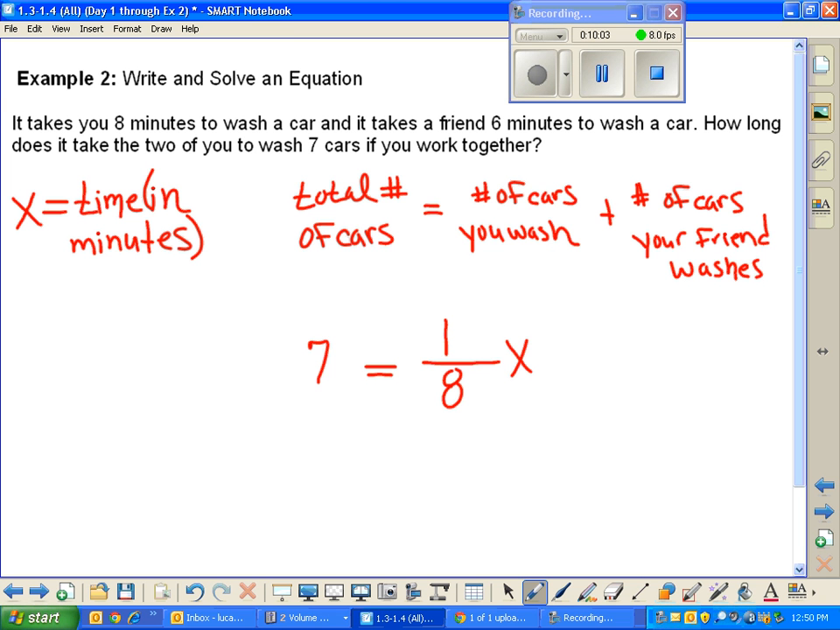Who's had chemistry in here so far? Or maybe it's taking it. Yeah, okay. So there's this little thing called stoichiometry. You remember that? You had to cross cancel your units.